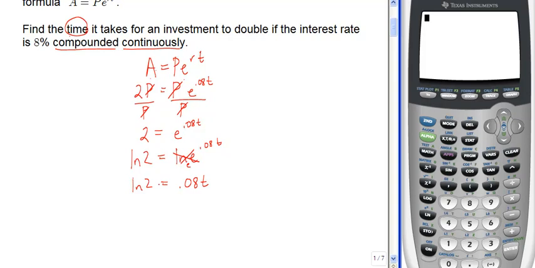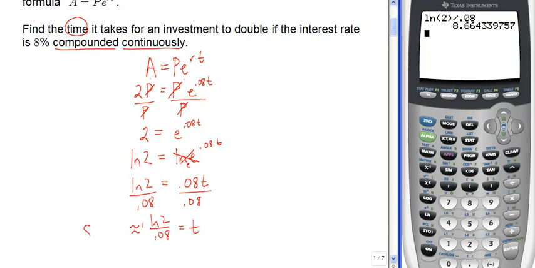And then to finish solving for t, I'm just going to divide both sides by 0.08. The exact value would be ln of 2 divided by 0.08, but this is a word problem, so usually in these cases we do want to get a decimal approximation. So let's figure out ln of 2 divided by 0.08, and we get 8.66, rounding to 2 decimal places.